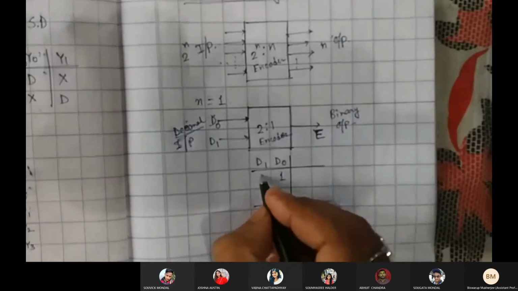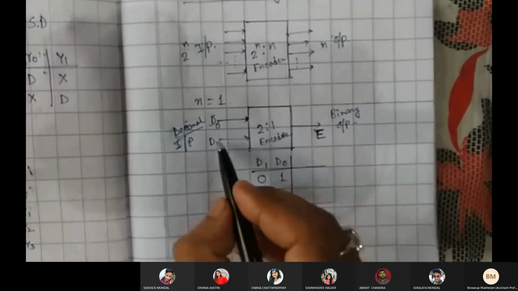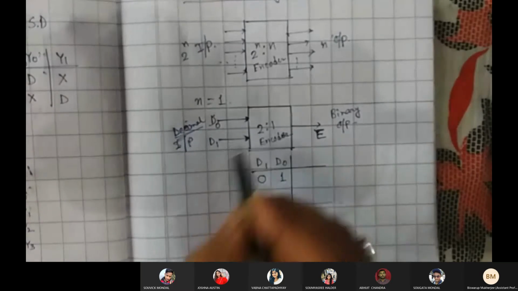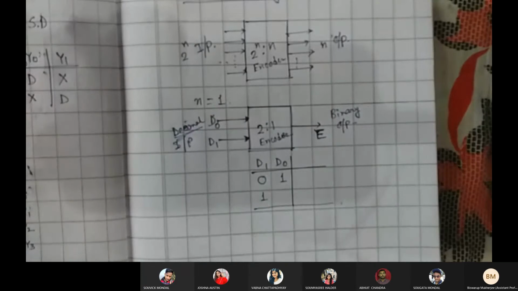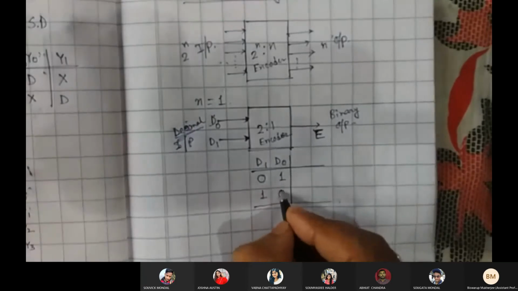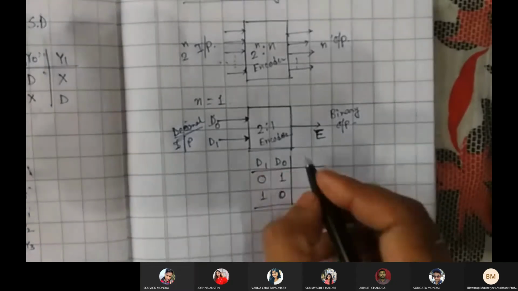So that time D1 should be 0. And next one, D1, if it is 1, so that is for decimal value 1. So that time D0 will be 0. So only 2 combinations can be right over there. Make sure about this one. Only 2 combinations can be right over there.